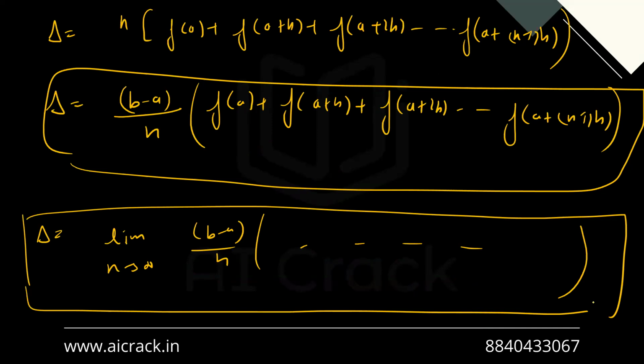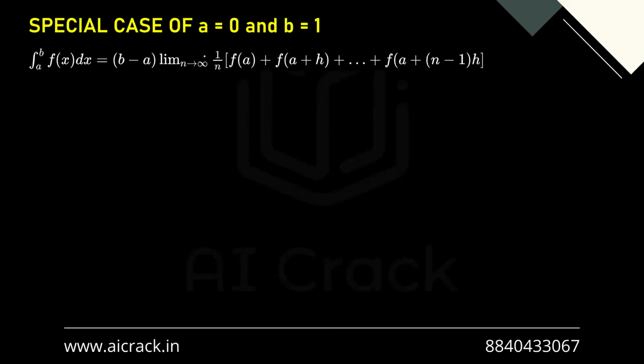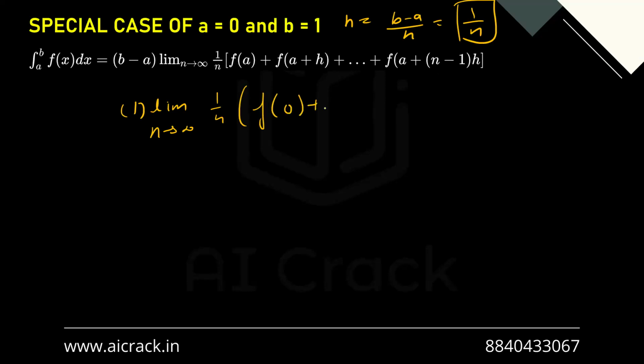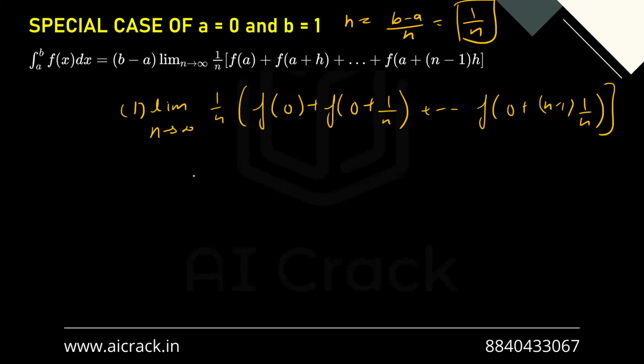Understood till here? Okay. And now let's talk about a special case where a equals 0 and b equals 1. Okay. In this case, h equals (b-a)/n, that becomes 1/n. So h becomes 1/n for this special case. Okay. So this becomes 1 multiplied by limit n approaches infinity (1/n)[f(0) + f(0+h) + ... + f(0+(n-1)·(1/n))], where h is nothing but 1/n. Agreed.